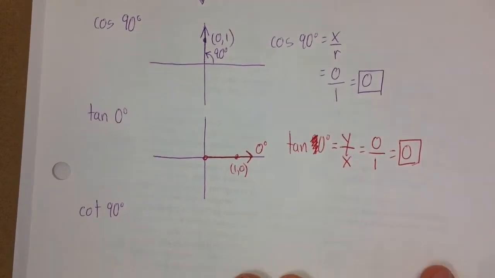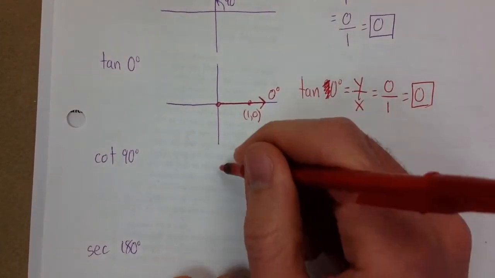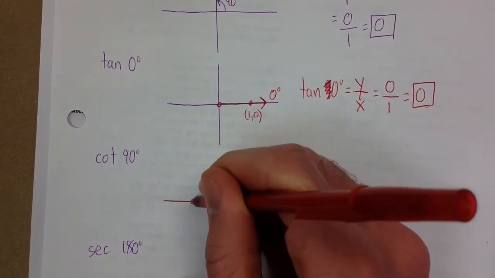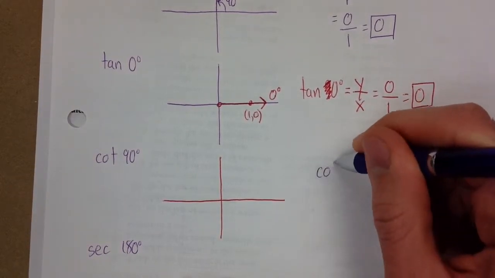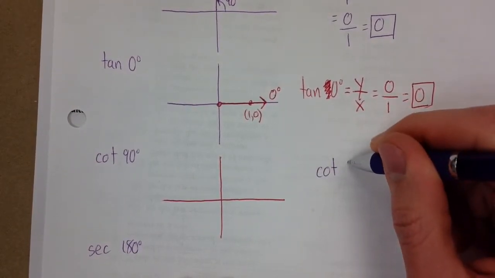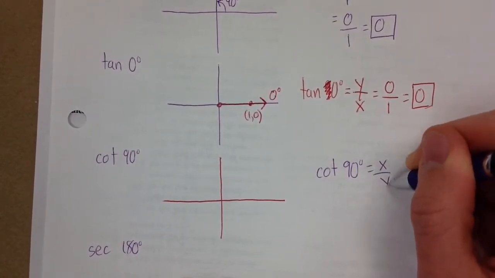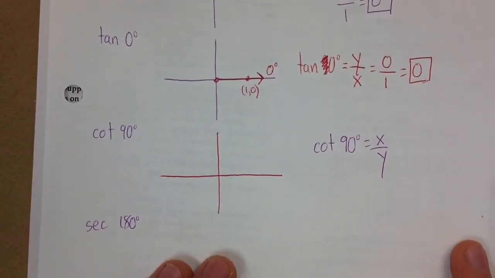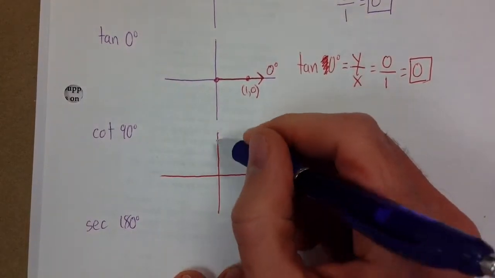And Julie, how can I find cotangent of 90 degrees with this method? X over y. So yes, cotangent by definition is x over y. Good. So you need the x and the y. How can you find that? X is 1, y is 0. So 90 degrees is here, right?